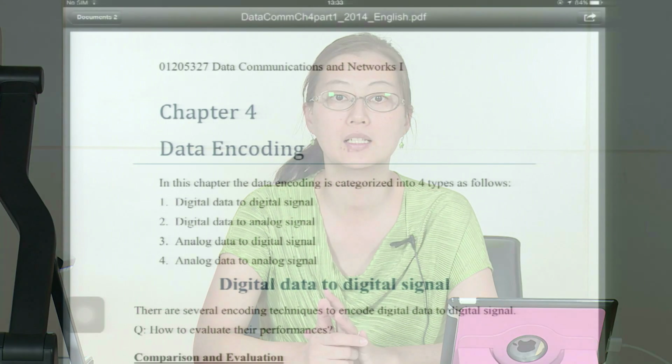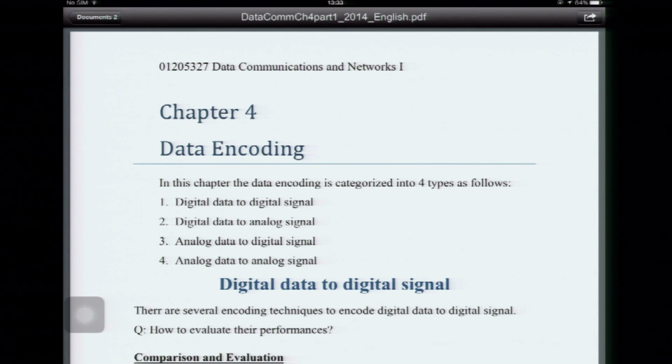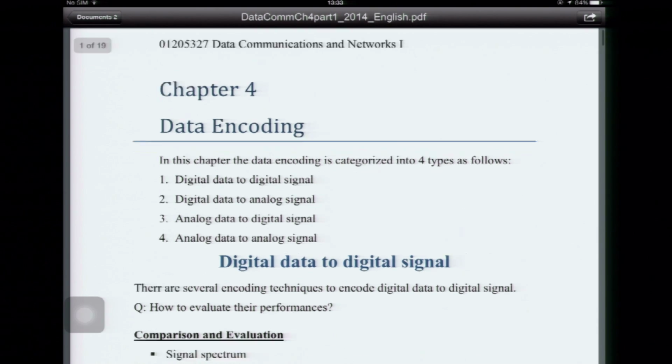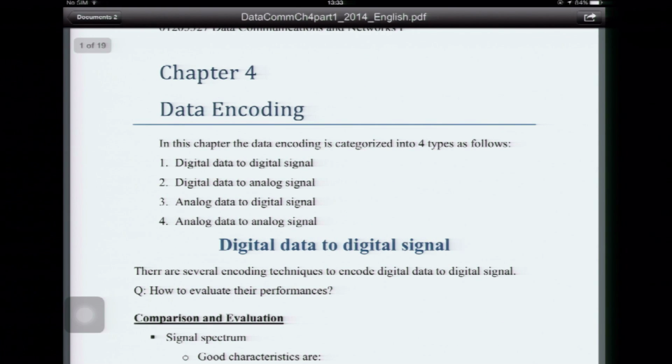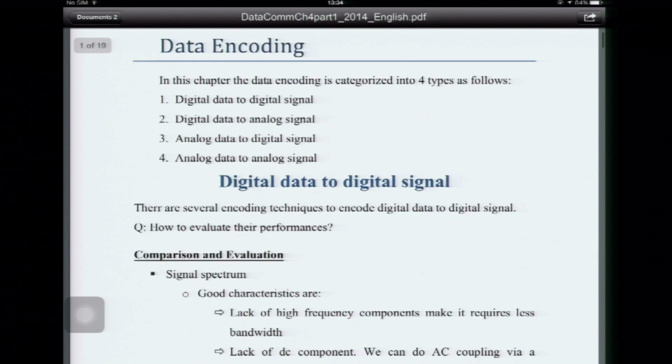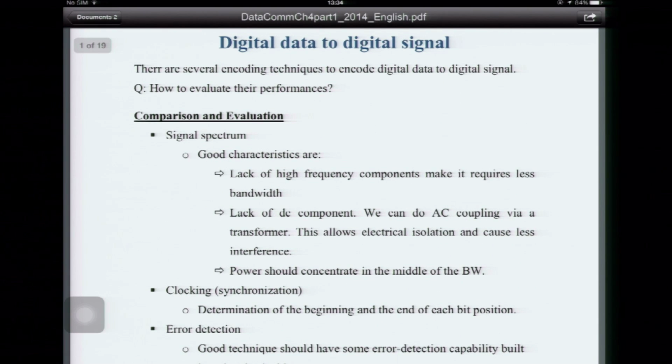There are actually 4 parts in this chapter: digital data to digital signal, digital data to analog signal, analog data to digital signal, and analog data to analog signal. There are 4 of them, but today we will talk about the first one. When you have digital data, how do you convert it to a digital signal?